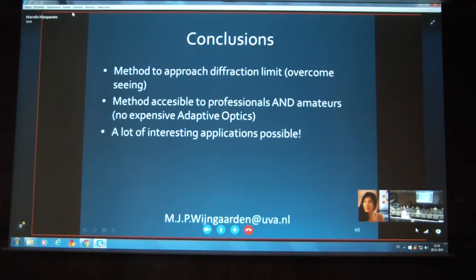So just to conclude, Speckle Interferometry is a method to approach the diffraction limit of the telescope, so to really overcome the seeing and atmospheric effects. It's a method that is accessible to both professionals and amateurs. There are other methods that overcome the seeing, such as adaptive optics, but they are really expensive. So this is really a cheaper alternative that can be used by more people. And there are a lot of interesting applications possible.